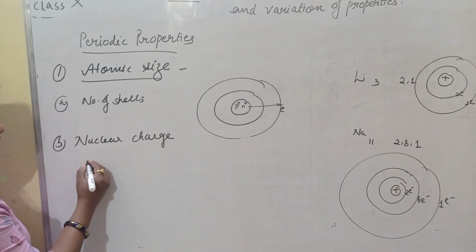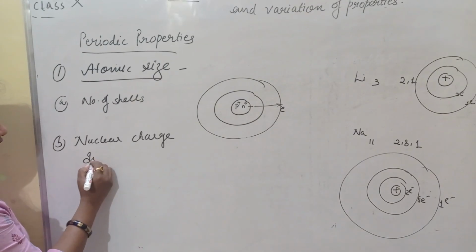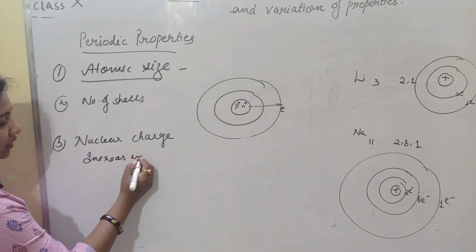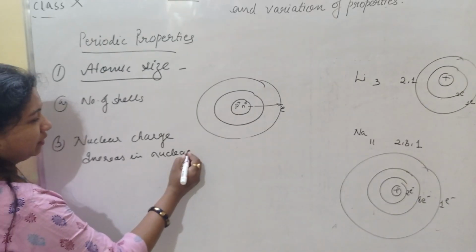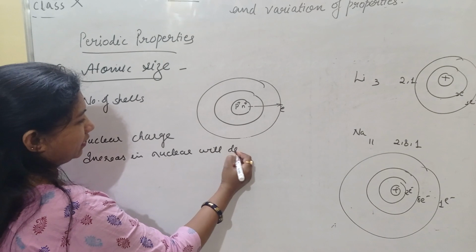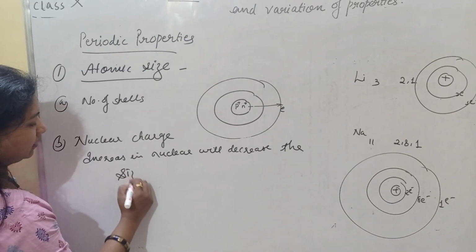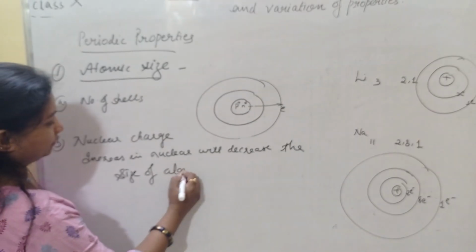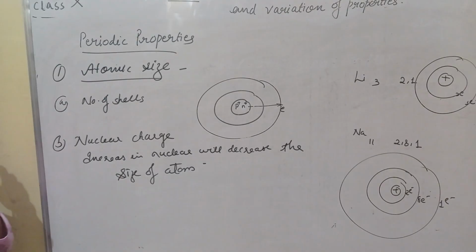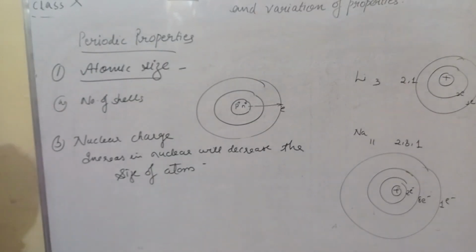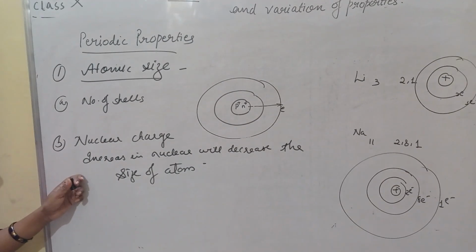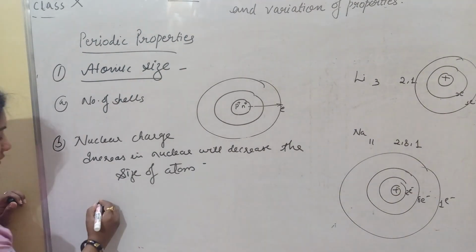So increase in nuclear charge will decrease the size of the atom. I hope this is clear to you all. We'll take an example for this.